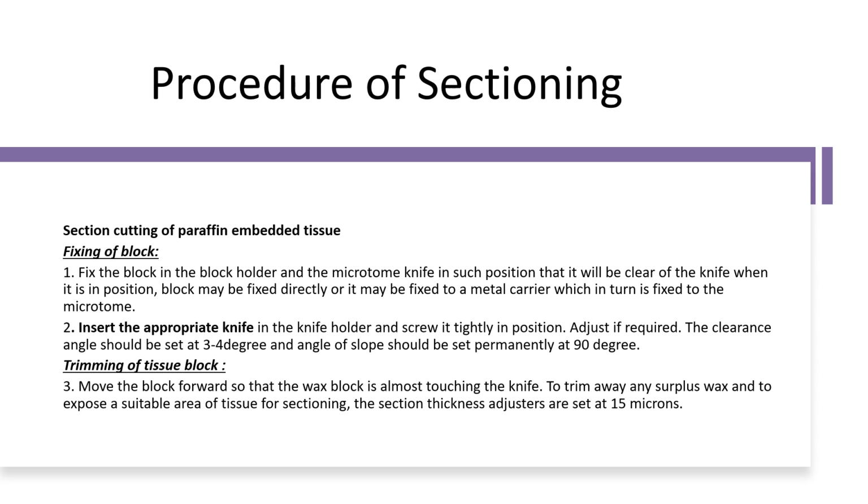So after fixing the block and knife, we will start trimming of the tissue. Trimming means to remove the extra part or wax from the tissue. So we will keep the block moving toward the knife at 15 micron. That will remove any surplus wax and expose the suitable area of tissue for sectioning.